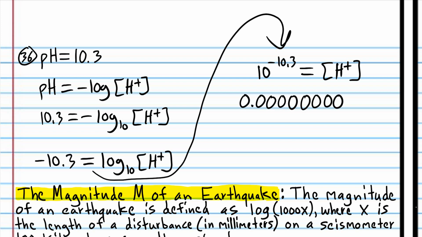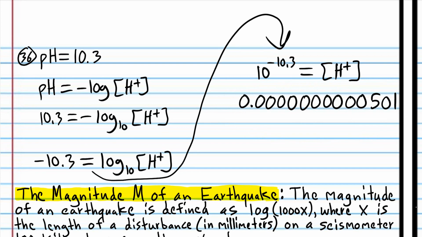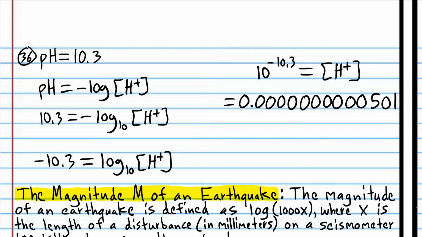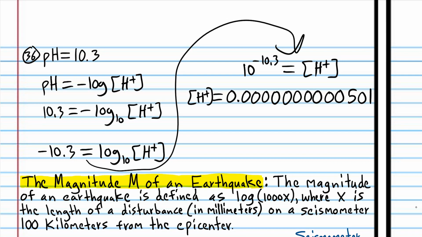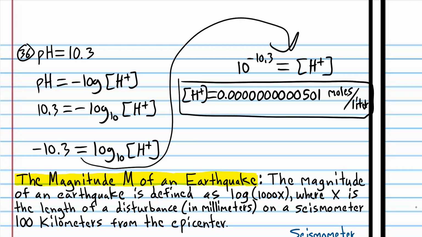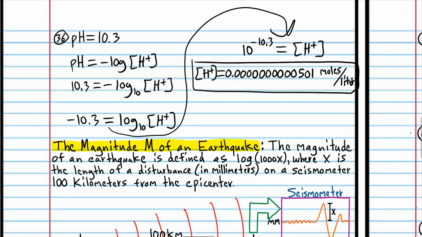0.0000000, and 2 more zeros. So that's a really big number, actually a really small number. What I mean is a lot of numbers to write. So again, you can see why it's so much easier to use base 10 logarithms. And that is moles per liter. If you got that one right, excellent.